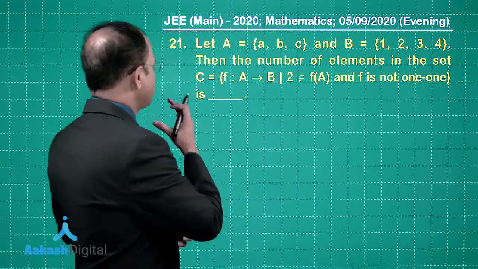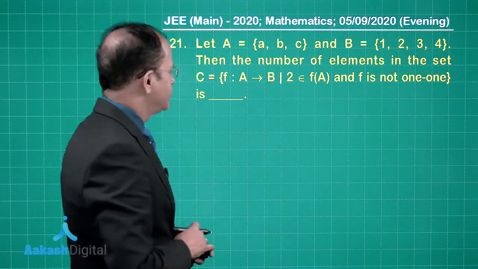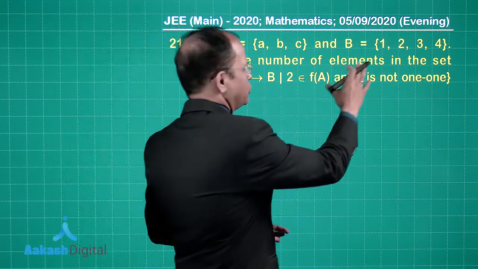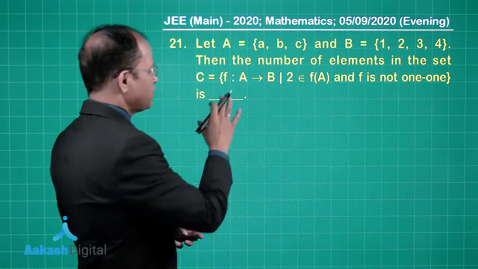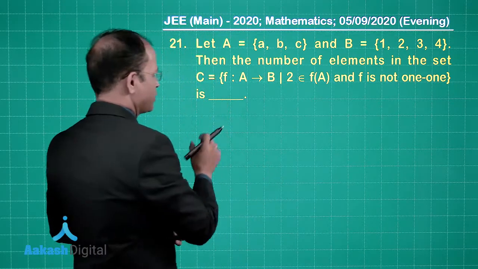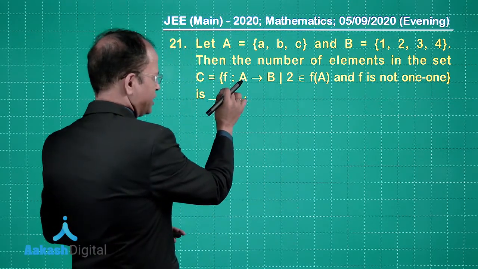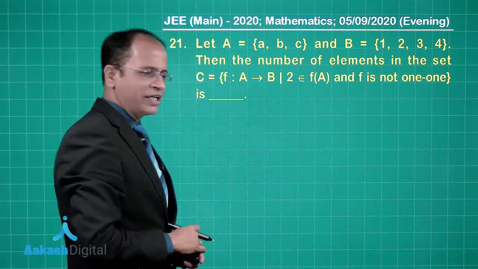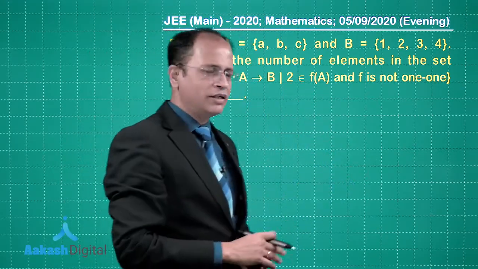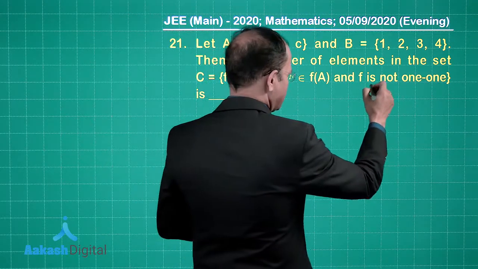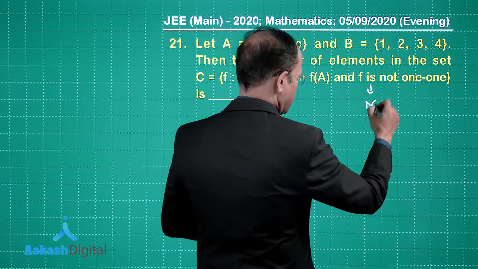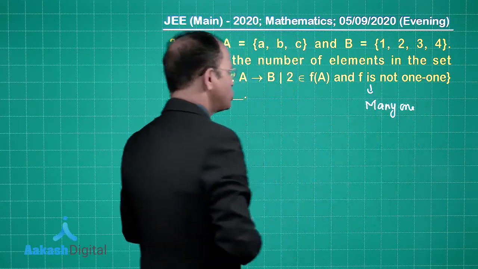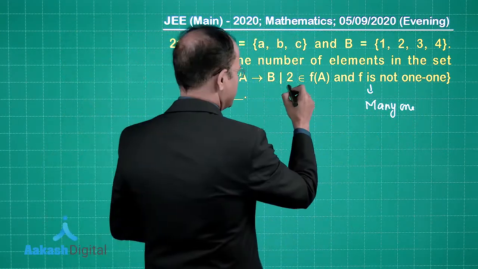Now friends, let's talk about question number 21. It has been given that set A is equal to {a, b, c} and B is equal to {1, 2, 3, 4}. Then we need the number of elements in the set C, where f is a function from A to B such that 2 belongs to f of A and f is not one-one. If f is not one-one, that means f is many-one we are talking about.